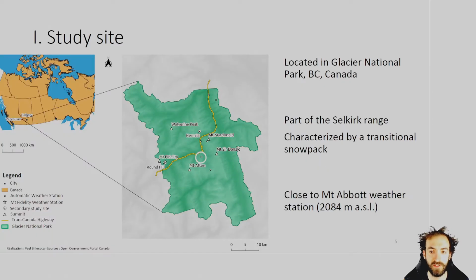The study site is located in Glacier National Park in British Columbia, Canada. It is part of the Selkirk Range, which is itself part of the British Columbia Interior Range. It is characterized by a transitional snowpack, and my study site, which is circled in white on the map, is close to Mount Abbott and has a weather station located at 2,084 meters above sea level.